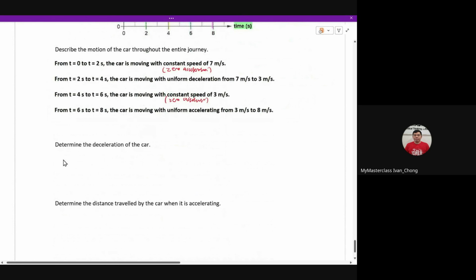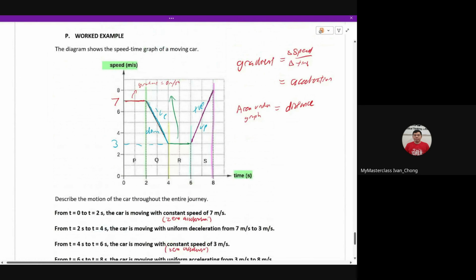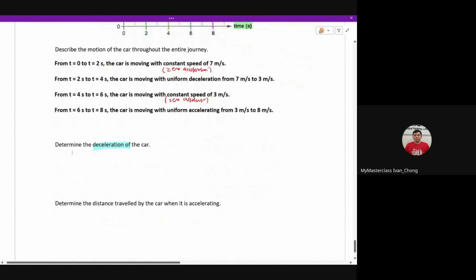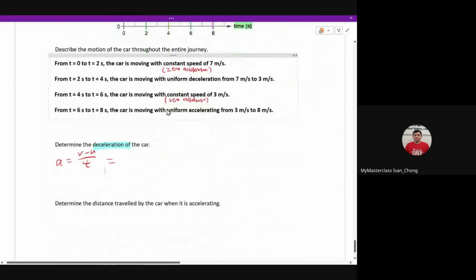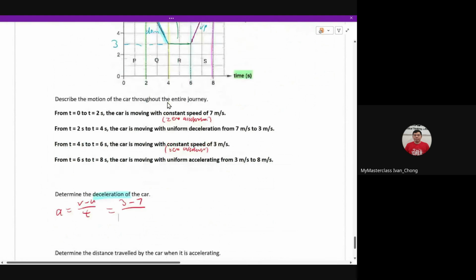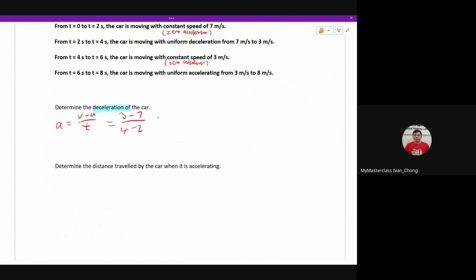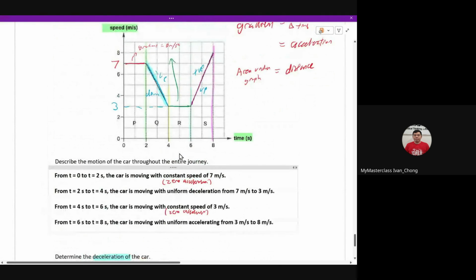Okay. The next part, you want to determine your deceleration of the car. So the deceleration of the car itself is this blue color part that we have, this part. So first thing first is you need to remember deceleration has no formula. So what we want to do is we just use the standard acceleration formula and ask ourselves, we are moving from 7 to 3. So we take 3 minus 7. And what's the time taken? Time taken is from 2 to 4, right? So you take 4 minus 2. Do you understand?